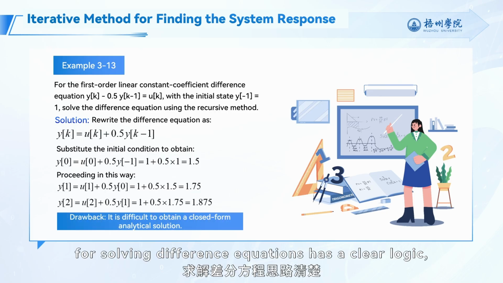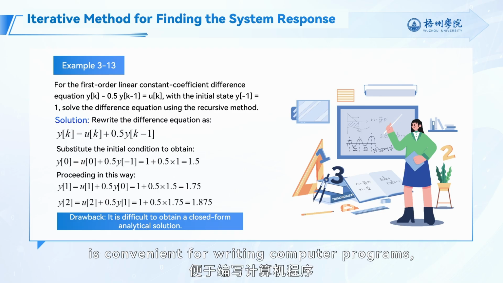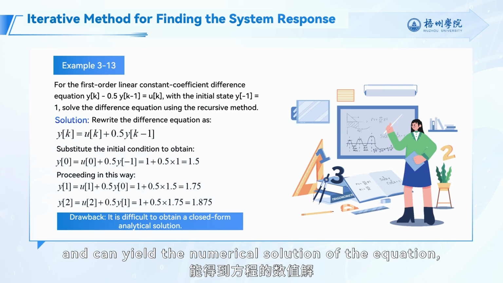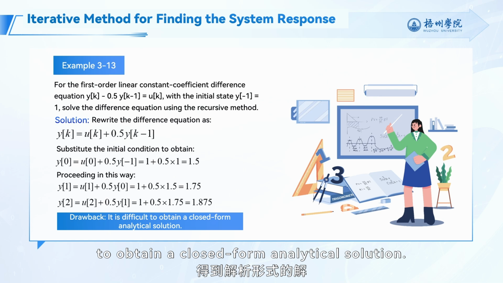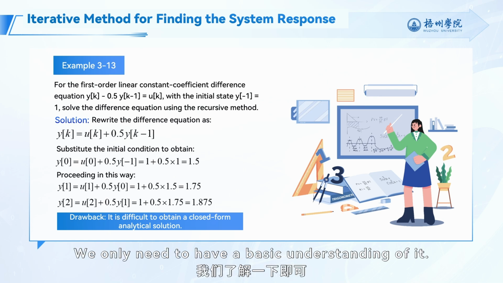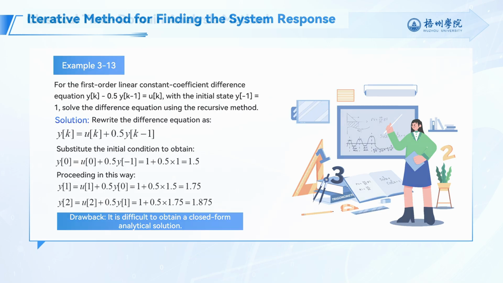The iterative method for solving difference equations has a clear logic, is convenient for writing computer programs, and can yield the numerical solution of the equation. But it is not easy to obtain a closed-form analytical solution. We only need to have a basic understanding of it.